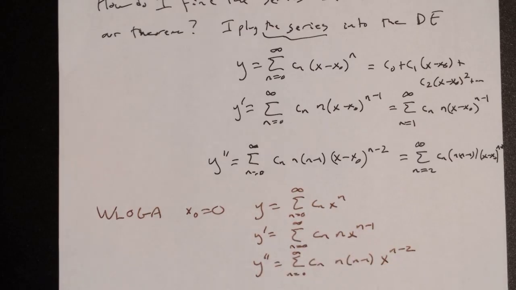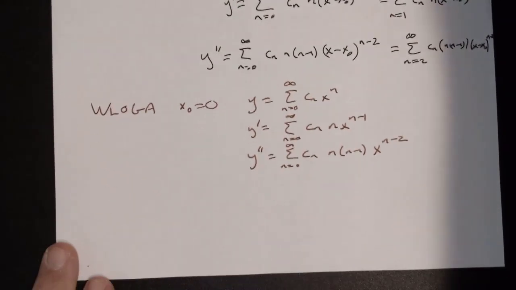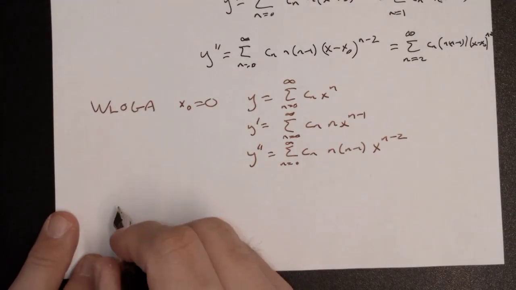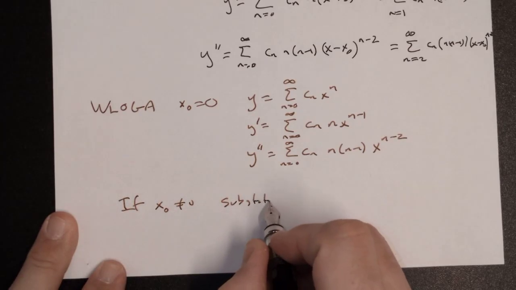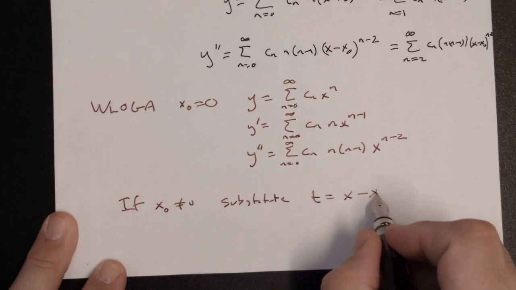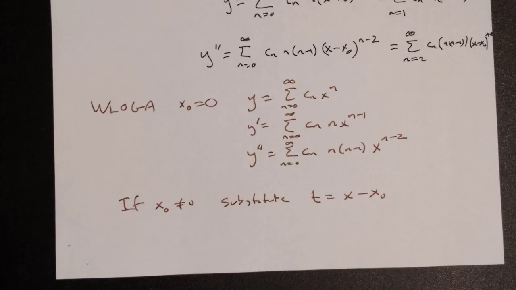By the way, if x0 is not 0, we could do a letter substitution. Because I did say this was without loss of generality, because if x0 is not 0, substitute t equals x minus x0. And then you'll do this whole thing in t, and it'll be centered at 0. So it is to our benefit to have 0 be an ordinary point. And I can always do some arithmetic to make 0 an ordinary point.